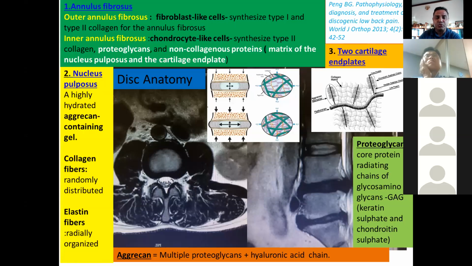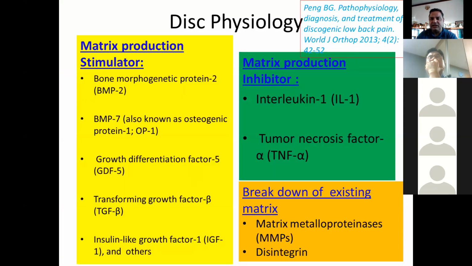The disc has two layers: the inner nucleus pulposus, which is avascular, and the outer annulus fibrosus surrounding the nucleus pulposus. The annulus also has two layers, and at the cranial and caudal parts, we have two end plates of cartilage. The disc attaches to these end plates, because the end plates are significant for spinal pain. So this is the structure of the disc in short.